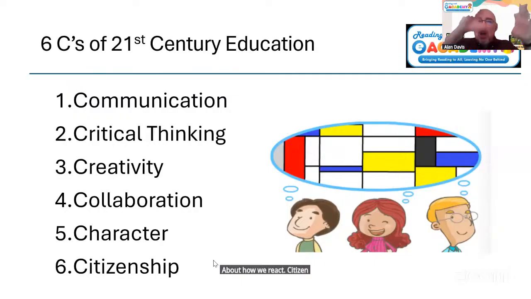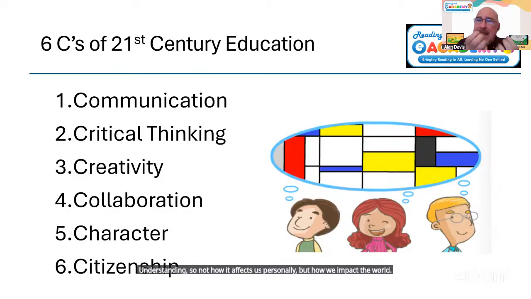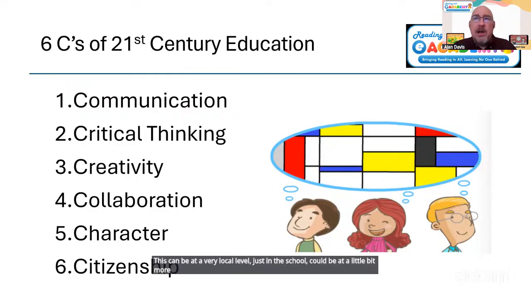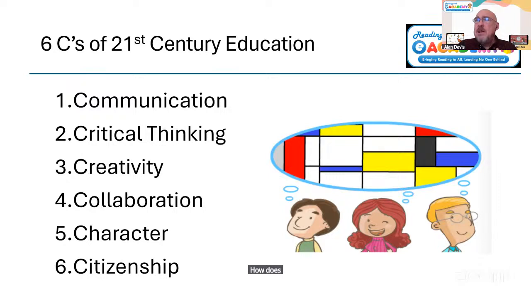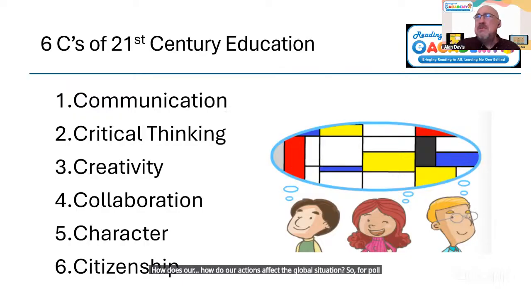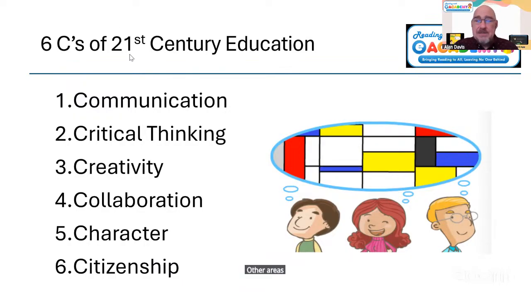Citizenship is more of a global understanding. So not how it affects us personally, but how we impact the world. This can be at a very local level, just in the school, could be a little bit more in the government or in the city in which you're living, and could also be global proportion. So how do our actions affect the global situation? So for pollution or other areas like that.